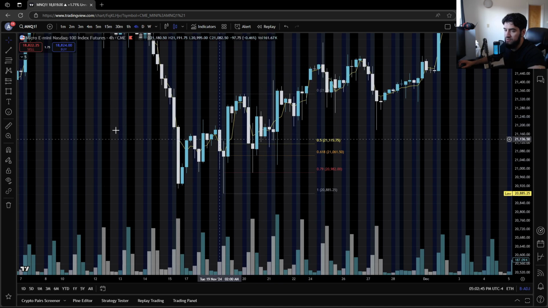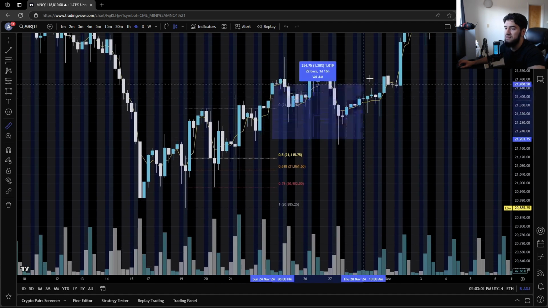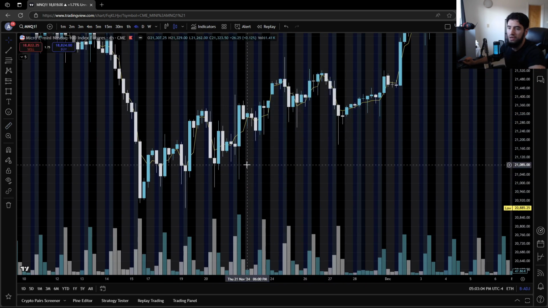We had a lot of displacement, and we have this 4-hour fair value gap again, lining up together, right? And then what happens then? Price comes all the way down to a very discounted zone, which is this 0.79 level. And then what happens? Price ends up going higher.